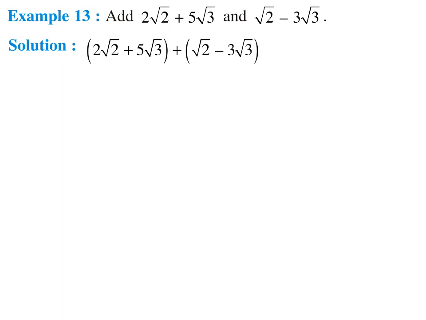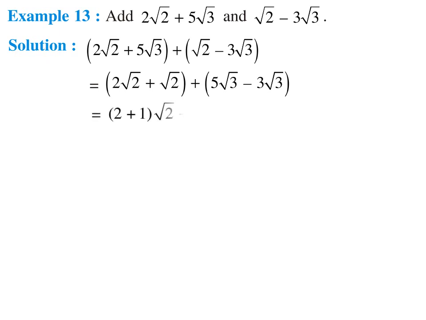Now what we have to do, first of all, open the bracket. So I will get 2 root 2 plus root 2 and 5 root 3 minus 3 root 3. What I am doing is separating the terms with the common irrational terms. So we can see here that 2 root 2 and root 2 have the common irrational number root 2, and 5 root 3 and 3 root 3 have the common irrational number root 3. So thus we are grouping these numbers. Now from the first bracket we can take common root 2, and from the second bracket we can take common root 3. So my expression will become 2 plus 1 into root 2 plus 5 minus 3 into root 3.